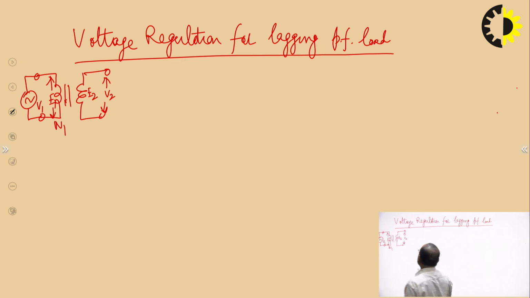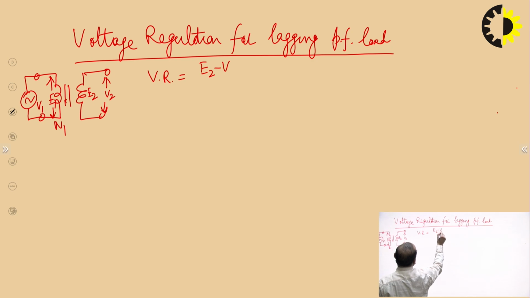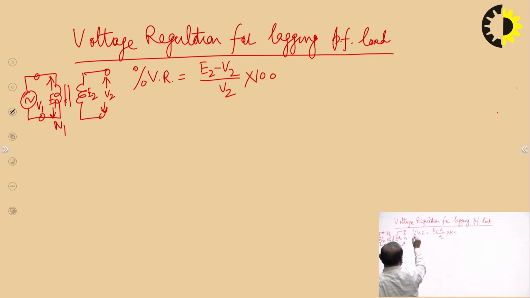Now, as per the definition of voltage regulation, we can write voltage regulation is E2 minus V2 upon V2 into 100 in percentage. Why? Since voltage regulation is defined as the change in the secondary terminal voltage from no load to full load at a given power factor with primary voltage held constant.